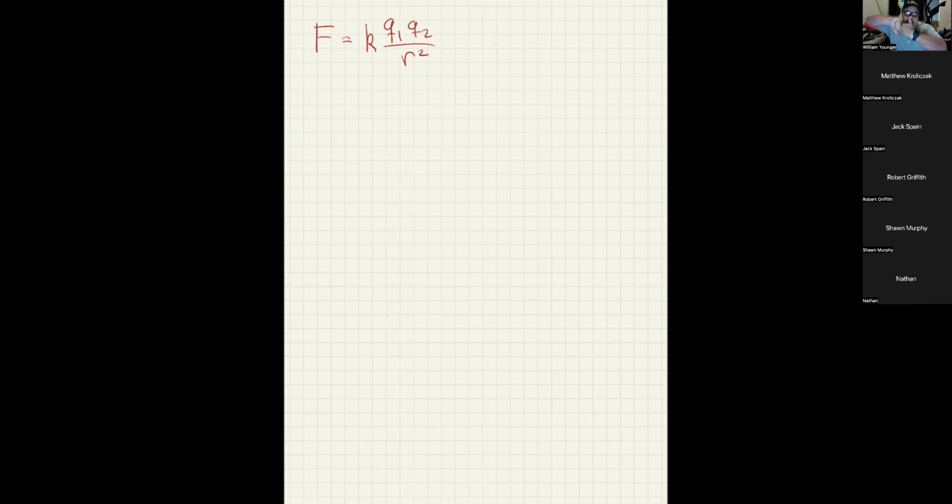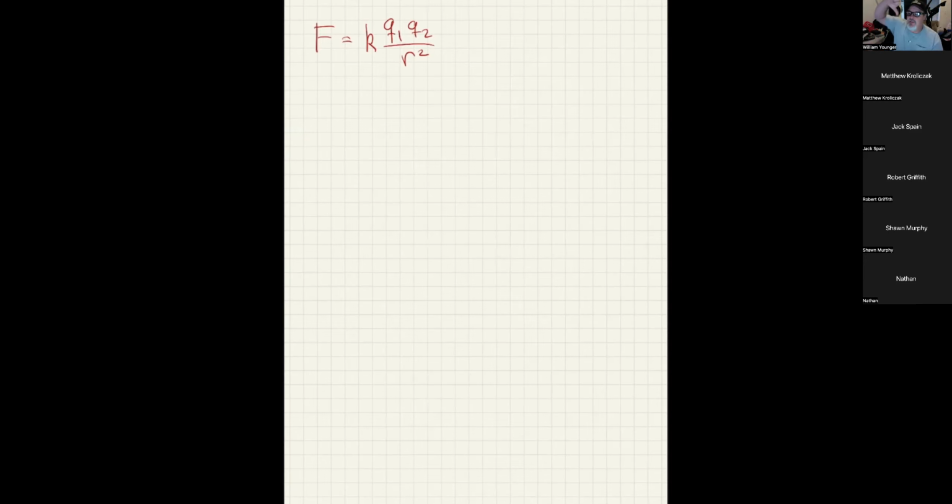And not only that, it's not R, it's R squared. So if I, for instance, increase R by a factor of 2, maybe I go from 1 meter away to 2 meters separation, then the force will go down by a factor of not 2, but 2 squared, which is 4.